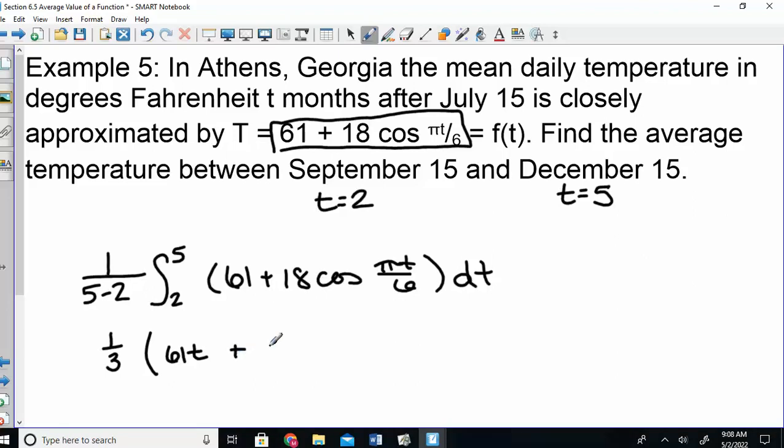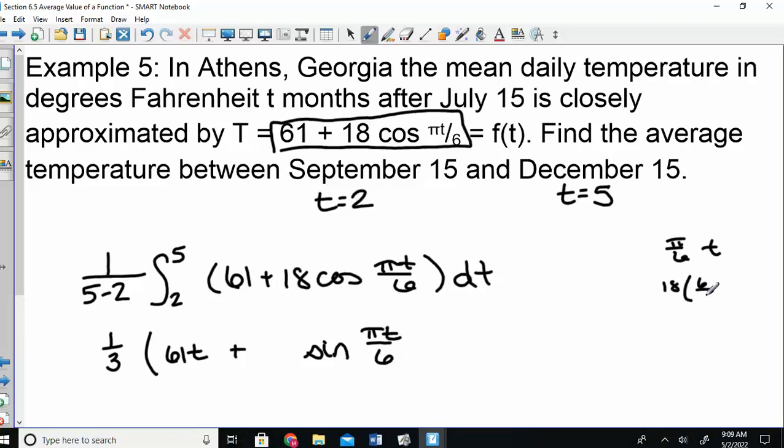Alright, let's think about this. Antiderivative of cosine is sine. You know, when you have a trig function, the angle doesn't change. When we did this derivative, we'd have to do the chain rule. What's the derivative of pi t over 6? Or think of that as pi over 6 times t. So the derivative of that would be pi over 6. So we have to put the reciprocal in front, which is 6 over pi.